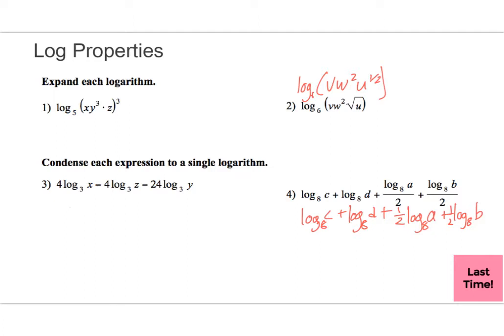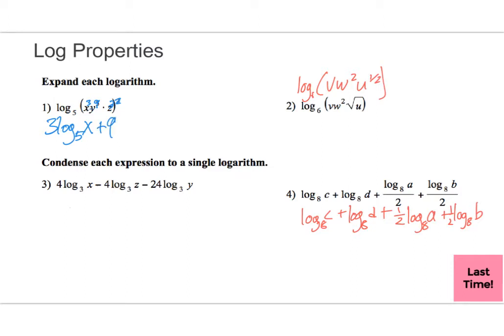All right, for the first one, I'm also going to distribute this exponent. So it's x cubed, 3 times 3 is 9, z cubed, so I don't have to deal with that on its own. All right, I'm going to do the shortcut method for this. I'm going to bring the 3 down in front. Log base 5 of x. We're multiplying, so this is going to be plus.